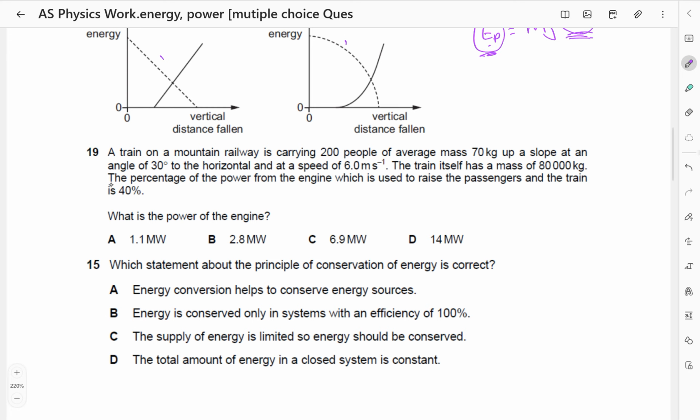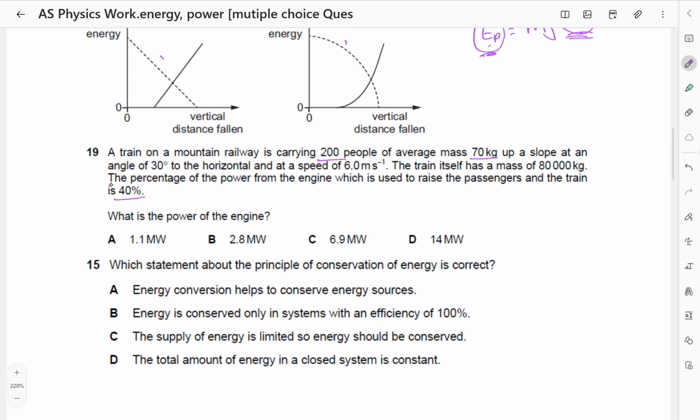A train on a mountain railway is carrying 200 people of average mass 70 kilograms up a slope at an angle of 30 degrees to the horizontal. The percentage of the power from the engine which is used to raise passengers and the train is 40%. So that is the efficiency, it is 40%. What is the power of the engine?